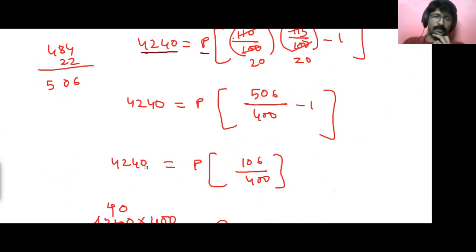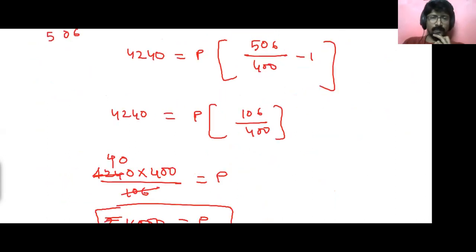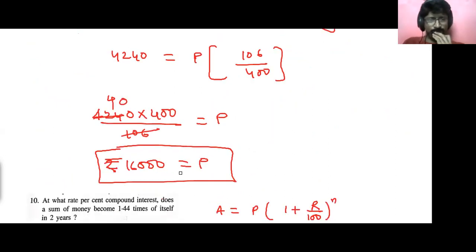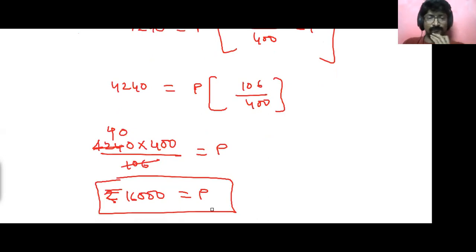You just take it to the other side and then do a reverse multiplication. You can say 400 into 4240 upon 106. Once you simplify this, it will become 40 into 400. So principal will become rupees 16,000. It's a very simple calculation, guys, isn't it? I hope you understood this sum perfectly.